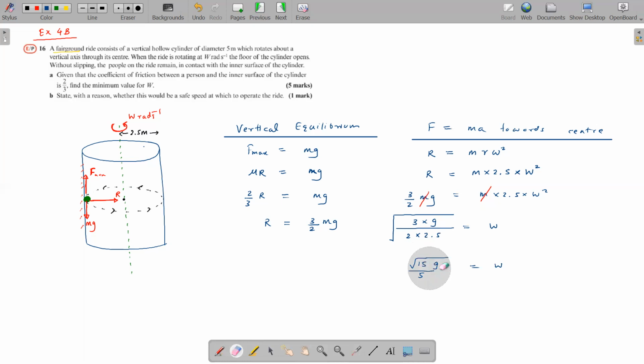Basically, if you do it from your head, 2.5 is 5 over 2. So the 2 and 2 cancel here, and you have 3g over 5, under the root. Then if you rationalize this with root 5, that's where you get root 15 over 5. The g also should be inside the root.